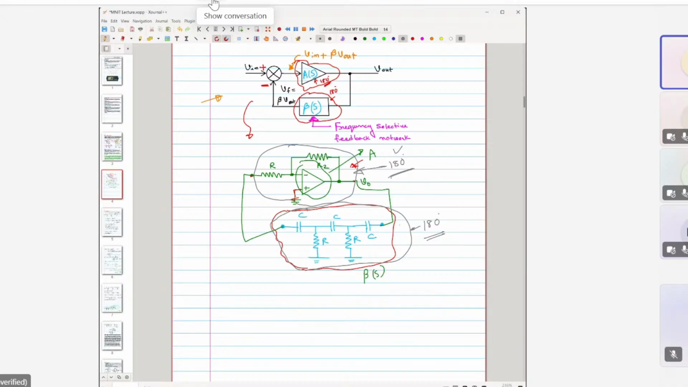Okay, so if we can do that, then what is the total phase shift? Total phase shift is 360 degrees. That is okay, 0 or 360 degrees, right? So the Barkhausen criterion, one of the criteria, is satisfied.